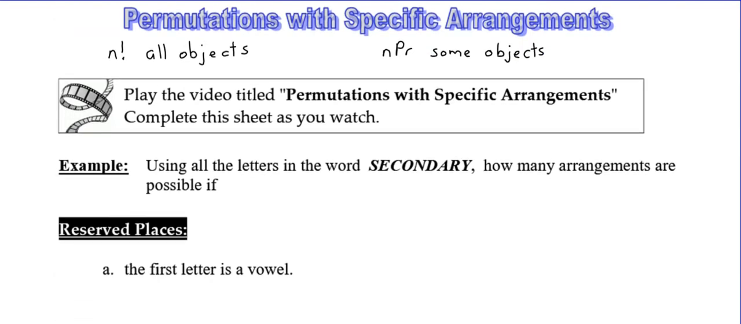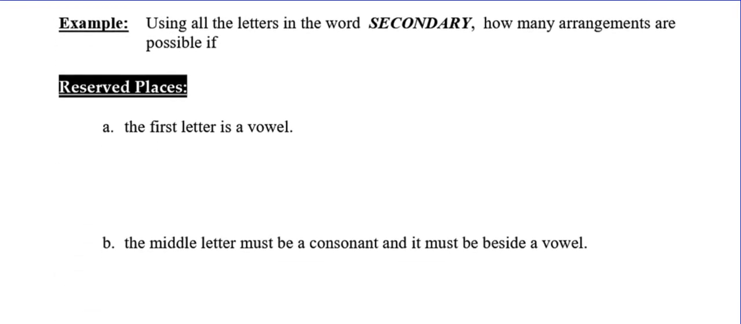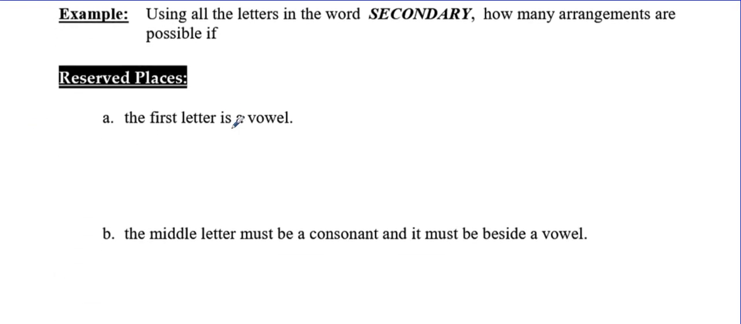There are three categories of examples. The first one is if you have a permutation and there are restrictions where certain places are reserved for certain outcomes. So in this example, using all the letters of the word secondary, how many arrangements are possible if the first letter is a vowel?